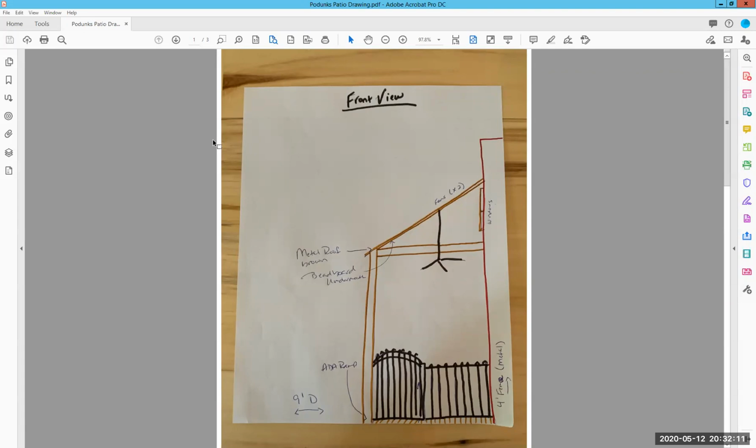And this is what she gave me to bring to the design review commission. So, I guess she's having a guy build it for her that she knows. But that's what it looks like.